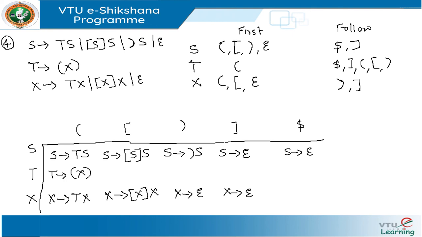So this is the parsing table for the given grammar, that is a predictive parsing table, or we can call this an LL1 parsing table. And the question was to justify whether the grammar is LL1 or not. So yes, the answer is yes, the grammar is LL1 because every cell in the parsing table has at most one entry only. Hence, the grammar is LL1 grammar.